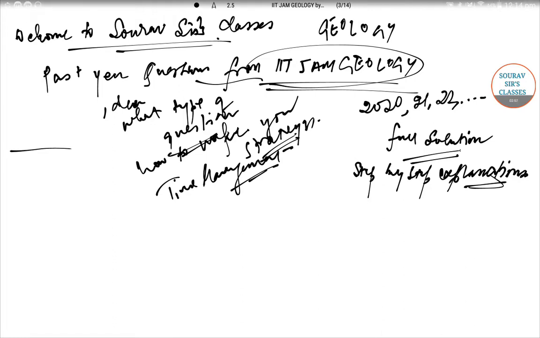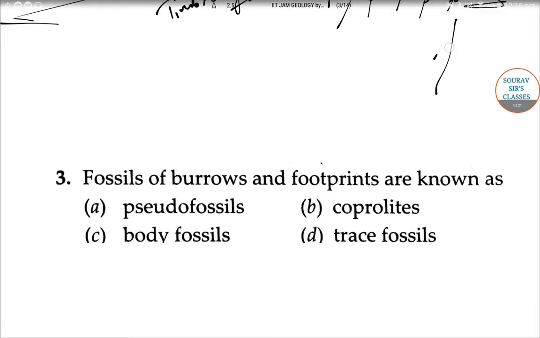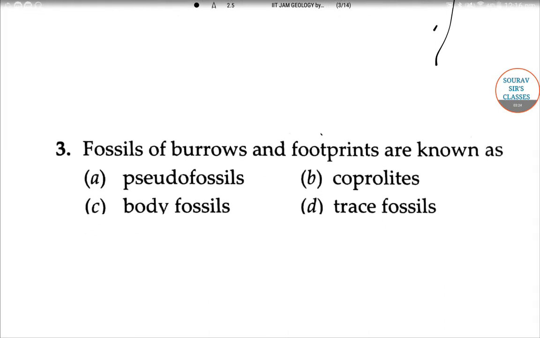So the question is, let me put it before you all. The question is on your screens now: fossils of burrows and footprints are known as, and the four options given over here are pseudofossils, coprolites, body fossils, or trace fossils. So fossils of burrows and fossils of footprints.